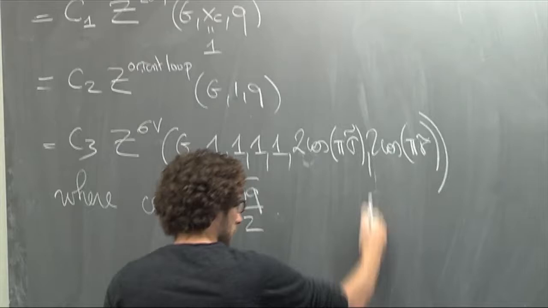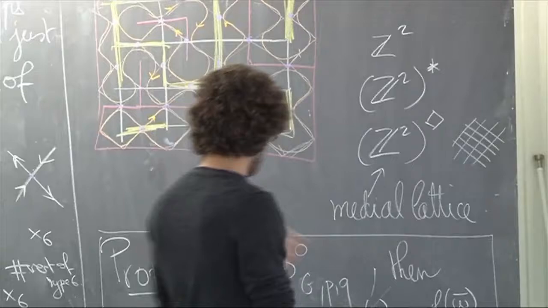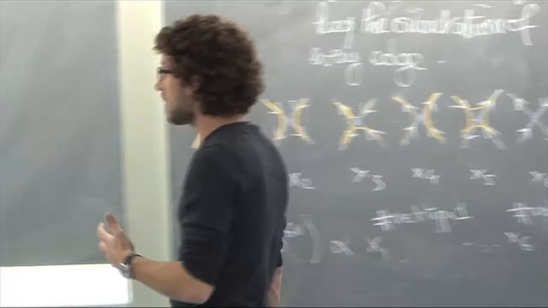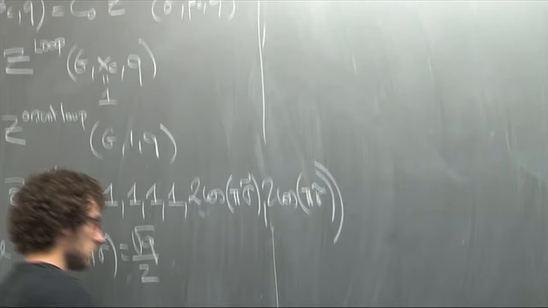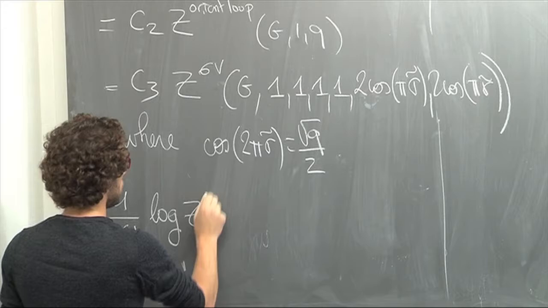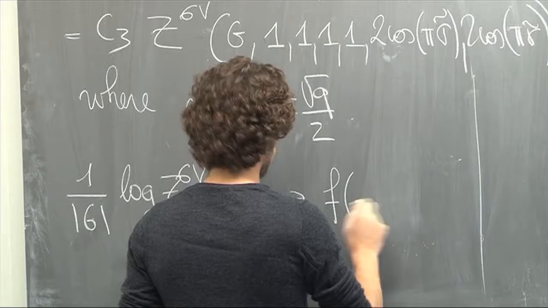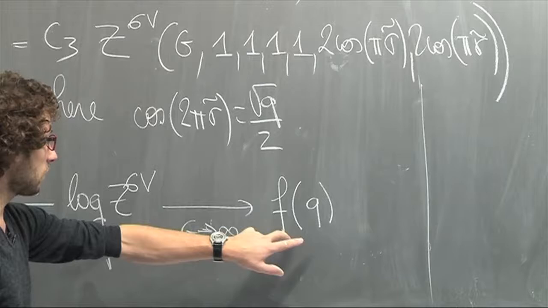So once again, this is a partition function of this new model. But the whole point is that this model was studied a long time ago. It's a very classical model in statistical physics. It's related to a model of ice and things like that on lattices. And the important thing is that the free energy of this model is very well known. If you take 1 over g times the log of this six vertex partition function, it converges when g tends to infinity to a certain quantity. Let's call it f of q, because it depends only on q. This quantity is the free energy of this model.